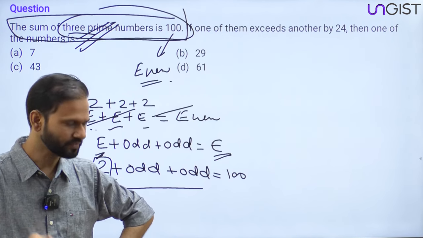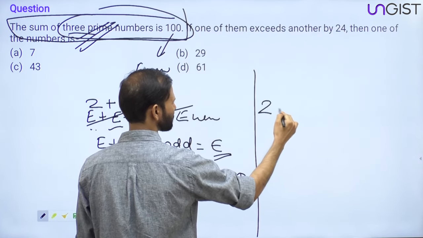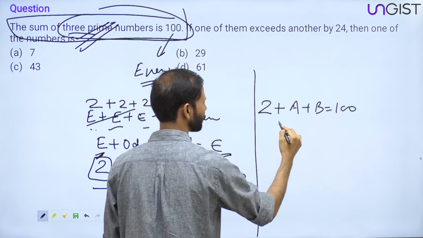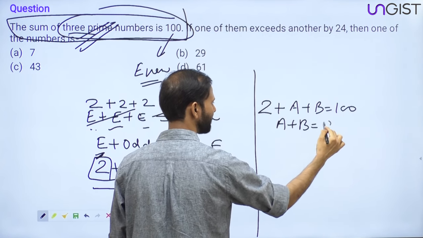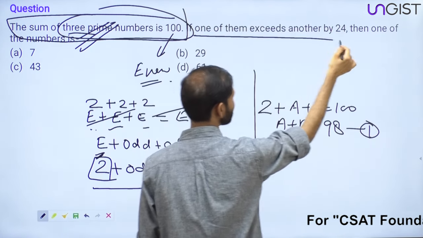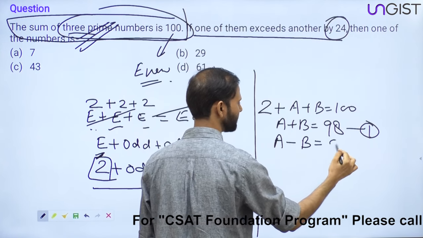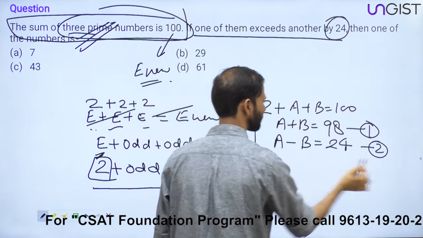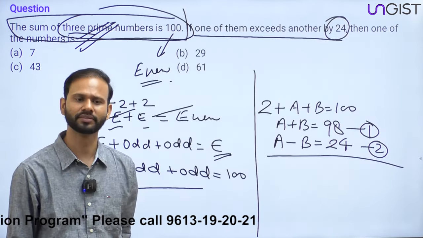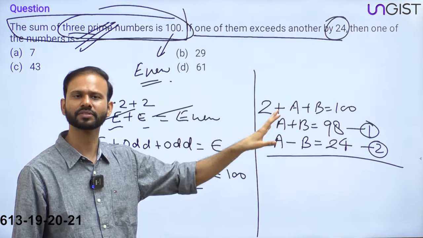Correct everyone? Anyways, now one of the numbers is 2. So let's say एक number A है, एक number B है, ठीक है? So A plus B plus 2 is equal to 100, then A plus B is equal to what? 98. This is equation number 1. And equation number 2, one of them exceeds another by 24. So this is A minus B is equal to 24, which is given, right? Correct? Okay everyone, one of them exceeds another by 24, right? So A minus B is equal to 24. So here, two equations and two unknowns.